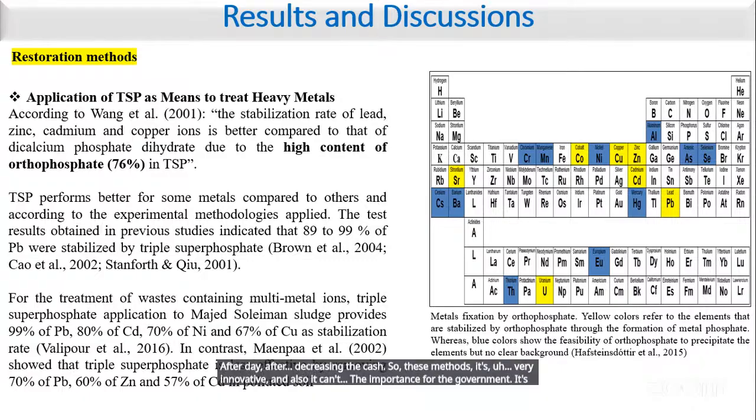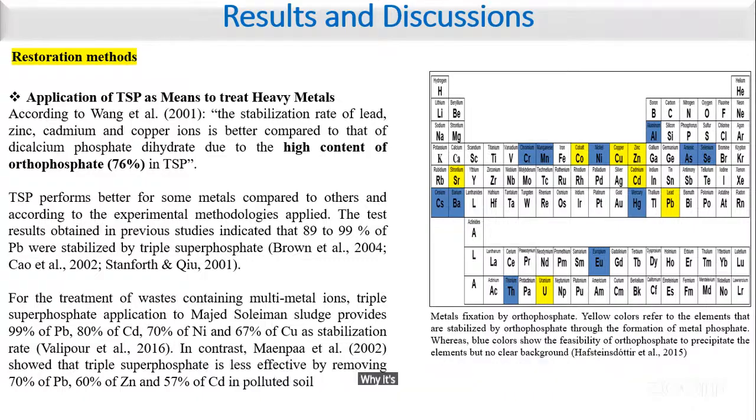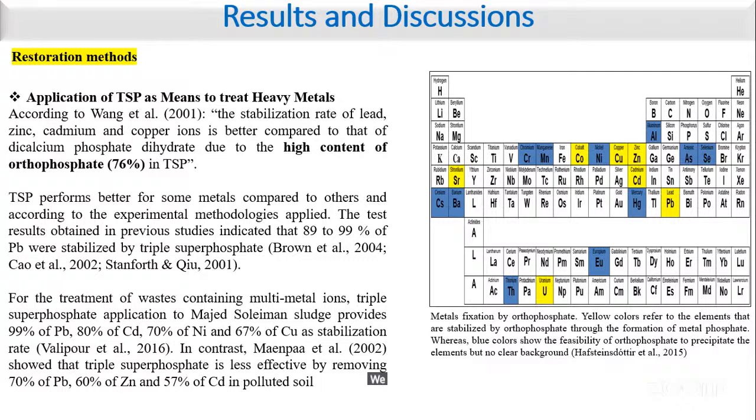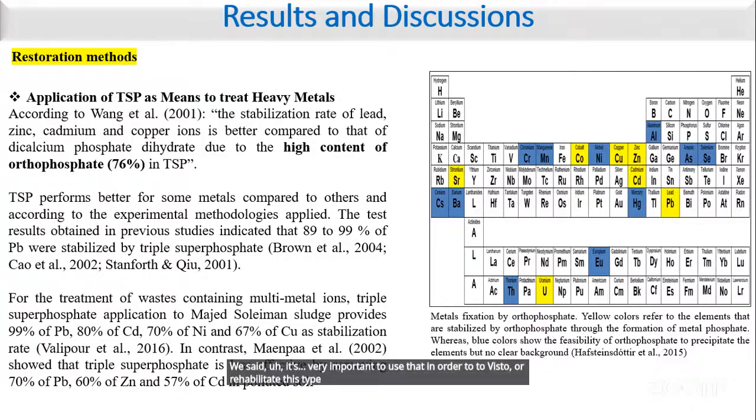It's cheap. Why is it cheap? Phosphate-based material is fertilizer, which we are using, and we can get it everywhere. That's why we said it's very important to use phosphate-based materials in order to restore or rehabilitate this type of mining site.